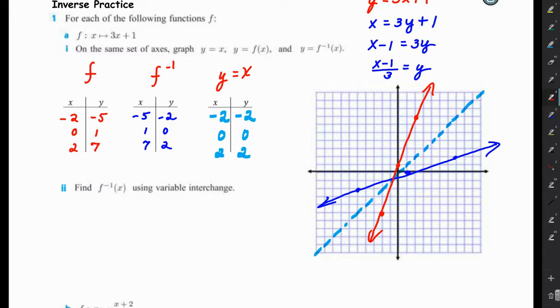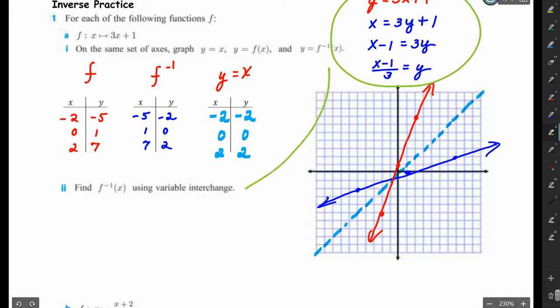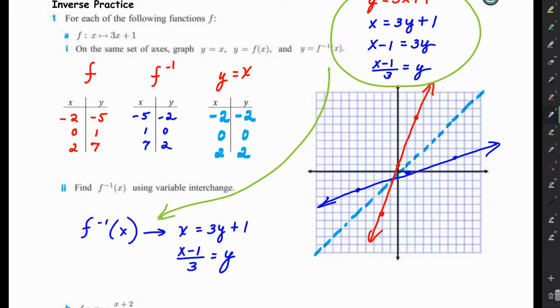Okay, I have my graphs drawn, and I know I did it correctly because my original function reflects over the line y equals x. Right now, it says find f inverse using variable interchange. Really, that's just IB notation. We're doing what we did right up here. Okay. I demonstrated that there, but I'll just use the appropriate notation here. Variable interchange, just switch the x and the y.